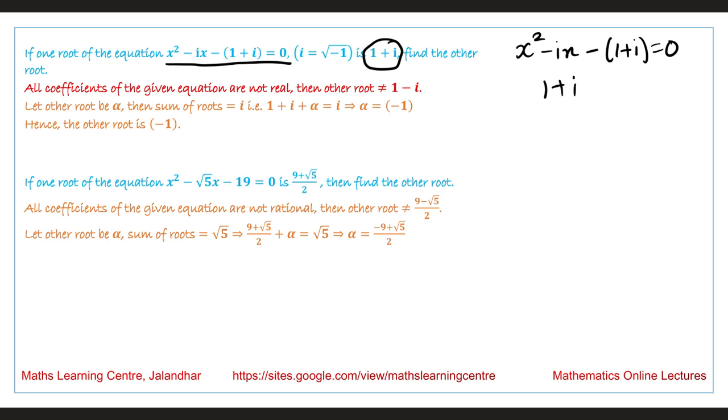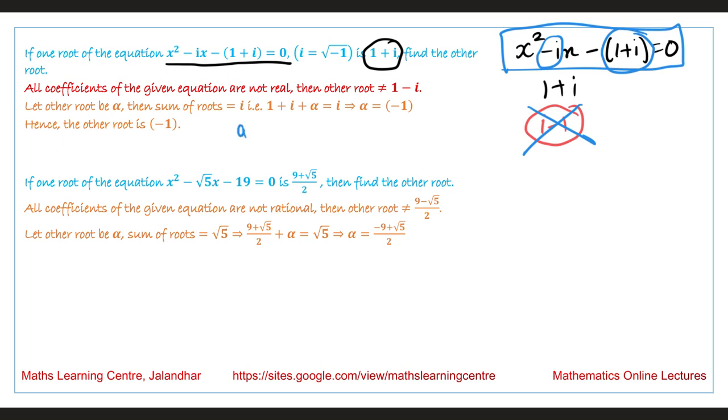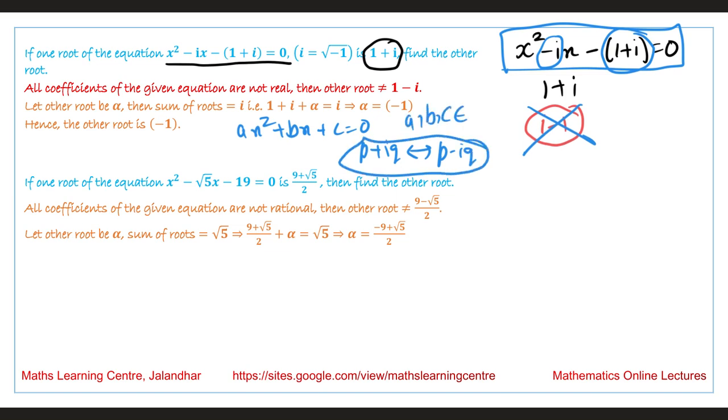So the first thing that strikes us is that if 1 plus iota is a root, then 1 minus iota should be another root. But this is not true here, because the equation given to us has complex coefficients. We were saying that if ax square plus bx plus c is equal to 0 has a root p plus iota q, then the other root is p minus iota q. This is true when a, b, c are real numbers, but here they are not, iota is not a real number. So we cannot apply this directly.